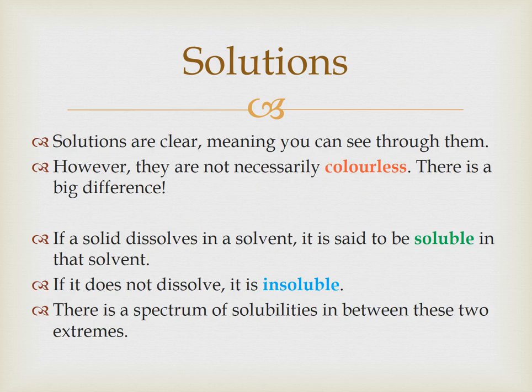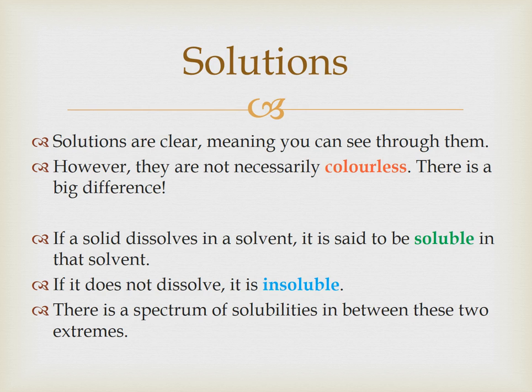Solutions are clear, which means we can see through them, but they're not necessarily colorless. If we think of something like Coca-Cola, we can see that it's very dark, but when we shine light through it, we can still see that the light goes through. So that's clear, but it definitely has a color, that dark brown color.